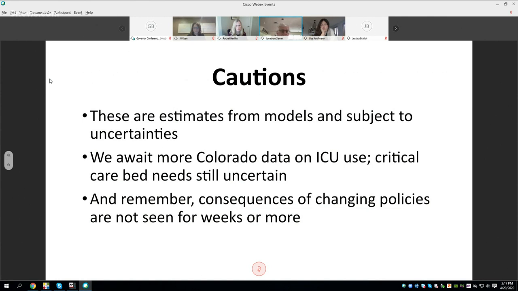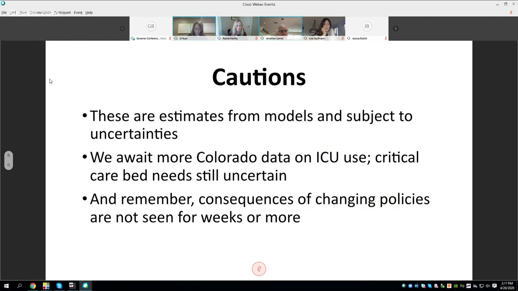So cautions. Talk to a modeler and they'll say there are uncertainties. And of course, there are. But again, this is a very valuable tool for saying what will happen under different scenarios of policy measures. We're awaiting more Colorado data on ICUs. We think we can refine some of the projections. And just as a reminder, and the curves show this, as we change policies, we have to wait a while to understand their implications out in the real world. The virus has an incubation period. There's a period from becoming infected to becoming symptomatic. There's an inherent lag in this system that we need to take into account.